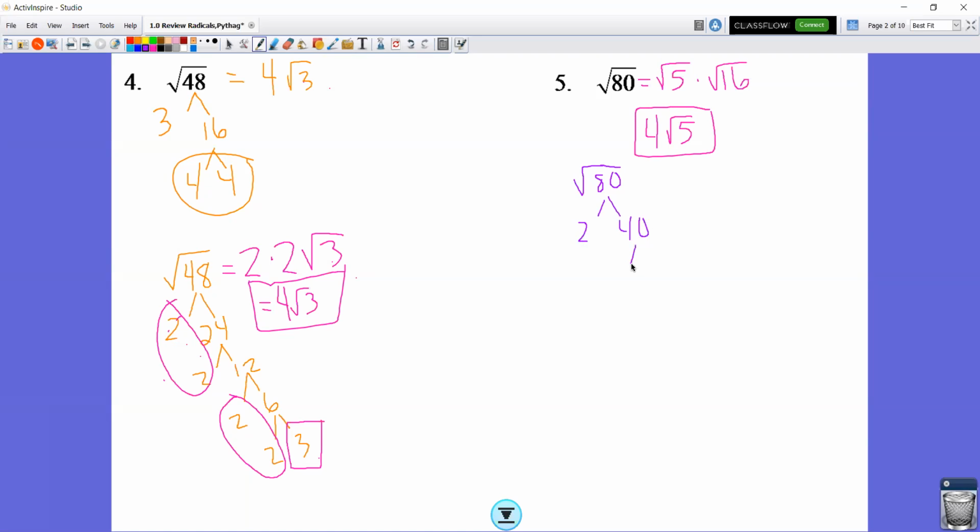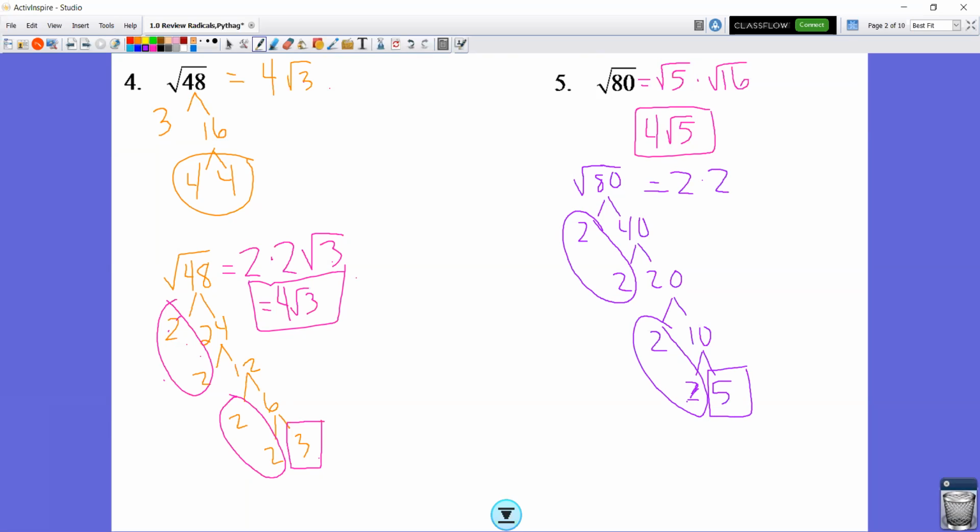240. This one could get a little long. 2 and 20. 2 and 10. 2 and 5. That's a 2. All right, and I circle my pairs. I have 1 pair, I have 2 pairs, and a spare 5. So remember, every number that comes out front gets multiplied together, and that 5 stays inside. 2 times 2 is 4 root 5. I still get the same answer. It really didn't take me that long, but we need to be able to break those down. So if you need more practice with that, you got to let me know.